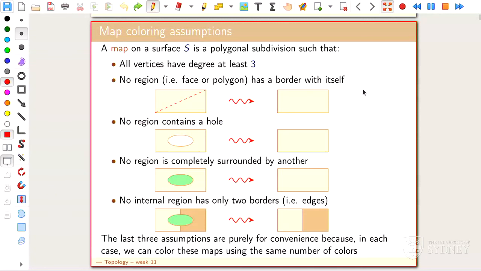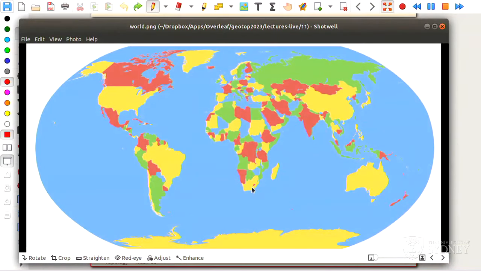Good. I don't want my countries to have holes. I hope nobody complains about that. It just makes my life easier. Countries don't have holes, period. I don't want something like this, like Lesotho here. Lesotho is this country in the red, which is completely surrounded by South Africa.